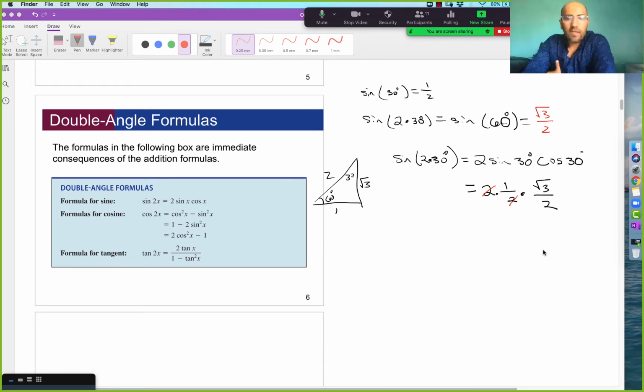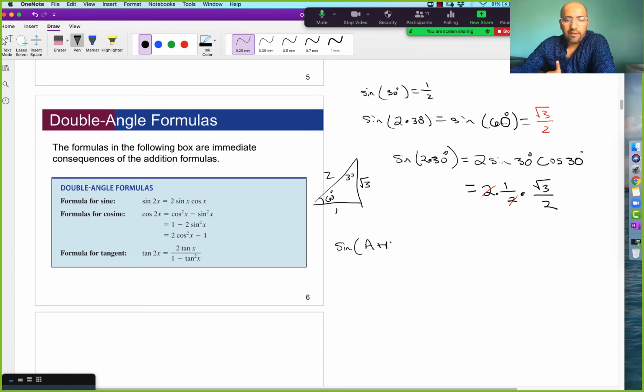Okay, any questions about that? Good. Now, where did they get that from? Well, that's actually a really easy formula to derive, because we know that if we have sine of, I think that's a little better.